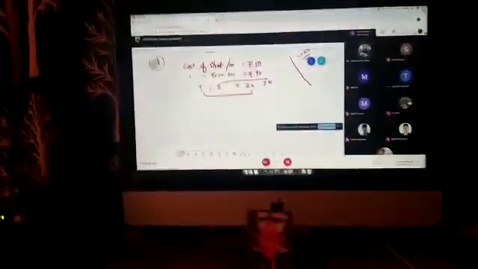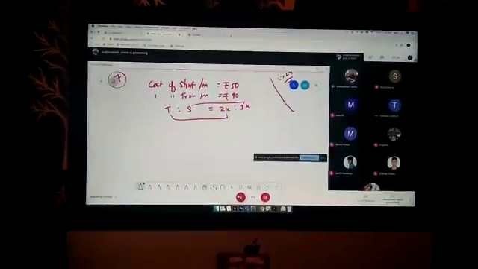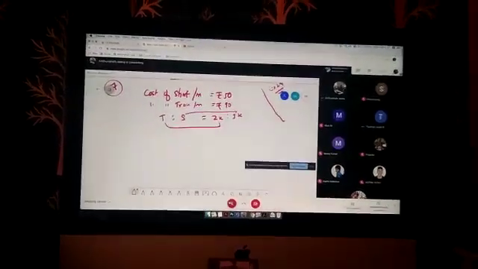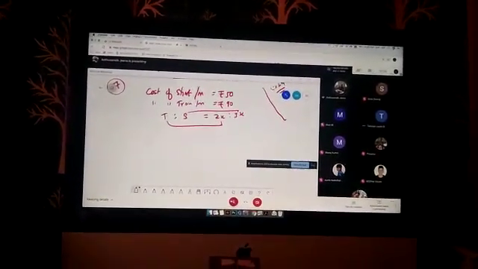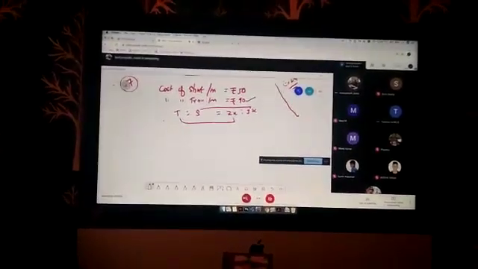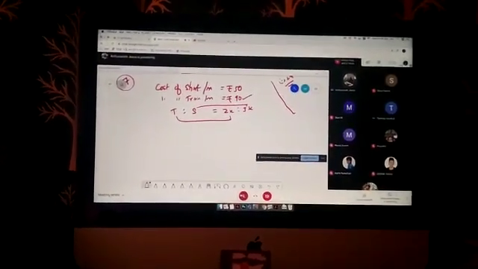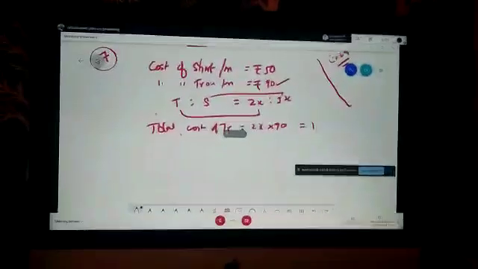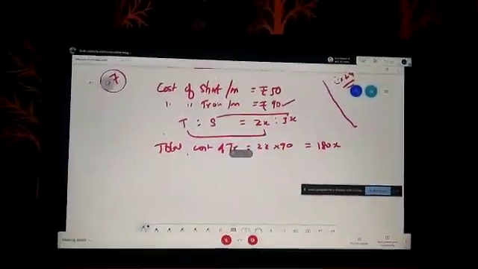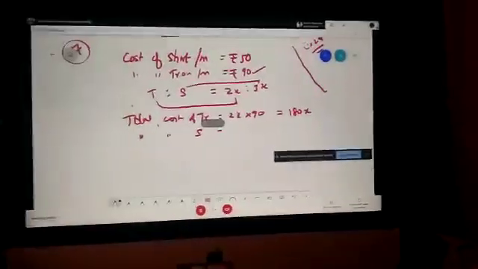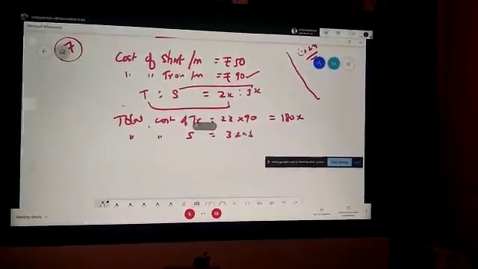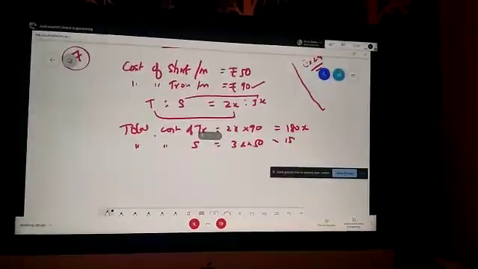Now listen carefully. Why did I put 2x? It is a cost. When you calculate the cost, you take the cost per meter and then multiply by so many meters. Per meter is 90 rupees, so I should multiply 2x into 90. Total cost of trouser will be 2x into 90, that will give me 180x. And the total cost of shirt will be 3x into 50, so that will give me 150x.